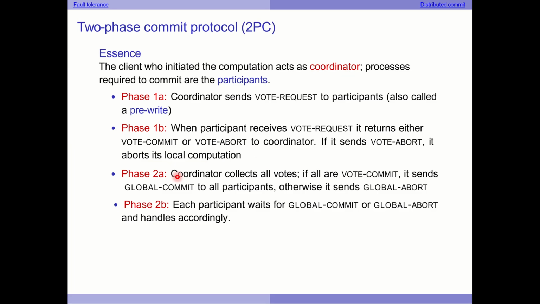Under phase 2A, the coordinator collects all votes. If all vote commit, meaning there is a collective vote among all of the participants, it sends global commit to all participants. Otherwise, it sends a global abort. So it needs to be a collective decision. And each participant waits for global commit or global abort and handles it accordingly.